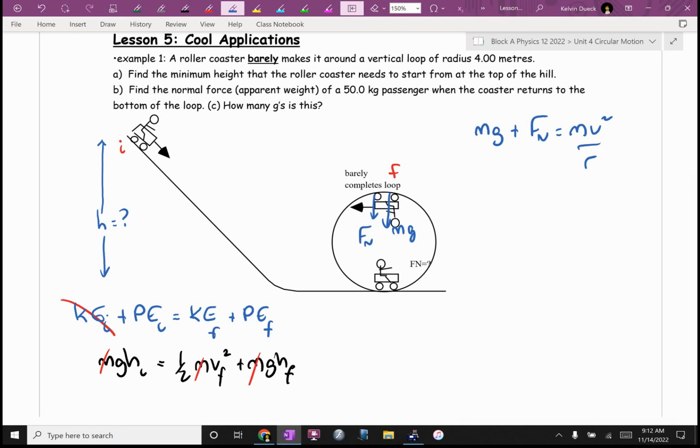What word did I underline? What we're saying by that, barely, is that the normal force at the top is 0, because that's the slowest you can possibly go and still make it over. And so what we get is this. mg equals mv squared over r.